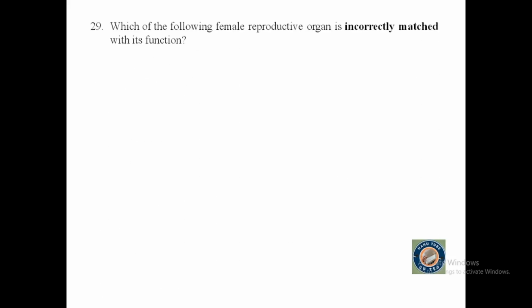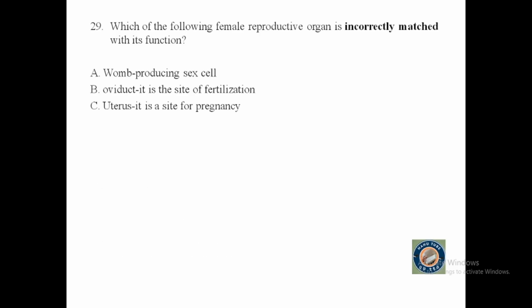Question number 29. Which of the following female reproductive organs is incorrectly matched with its function? A. Womb, producing sex cell. B. Oviduct, it is the site of fertilization. C. Uterus, it is a site for pregnancy. D. Ovaries, producing egg cells and sex cell.